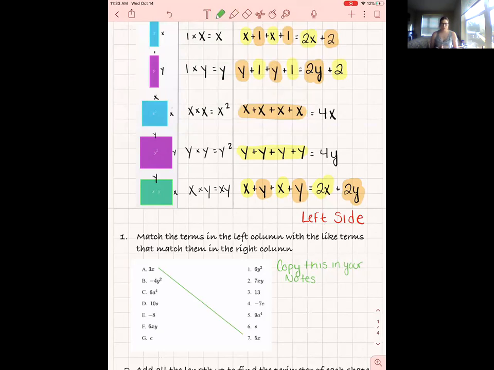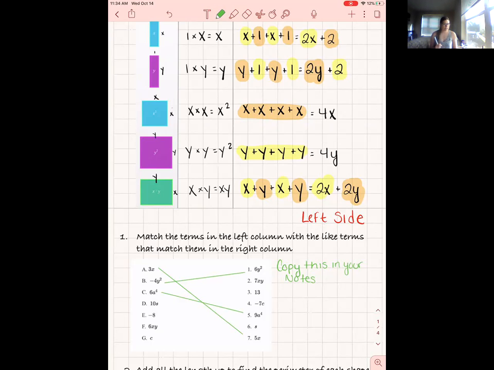Okay, so if we're going to go over this, we've already done the first one. B is a negative 4y squared. So I'm looking for a y squared on the other side. And I see that in number 1, so I'm going to connect B to number 1. C is 6a to the fourth. So on the right side, I'm going to be looking for an a raised to the fourth. I see that on number 5, so C is going to connect with 5.